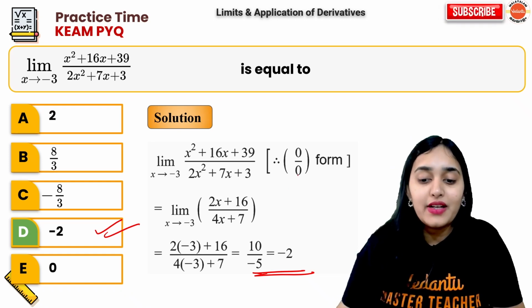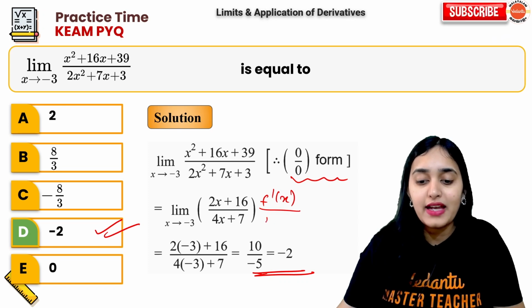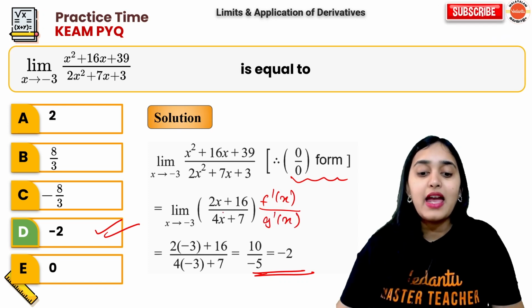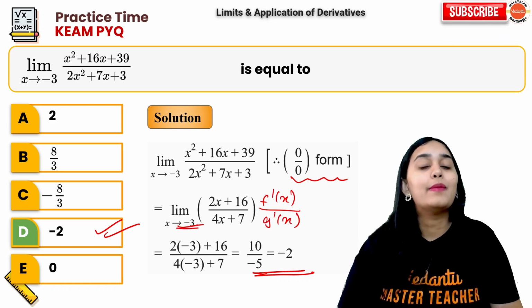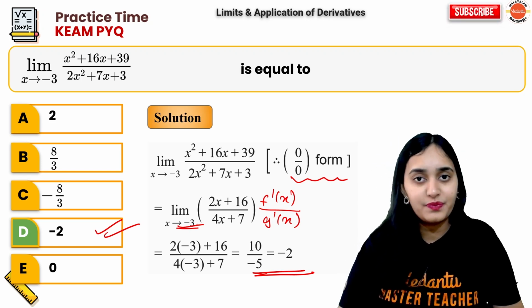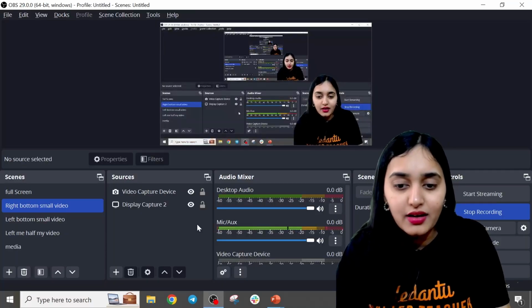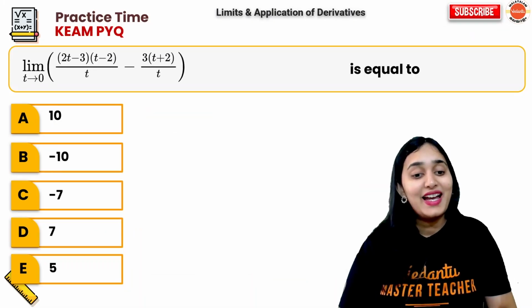Simple. So whenever it is 0 by 0 format, what you can do is you can find f dash of x, g dash of x, and then put whatever limit value, whatever x value is given. Clear to all of you? Okay. Let me check my camera. It's fine or not. Okay.